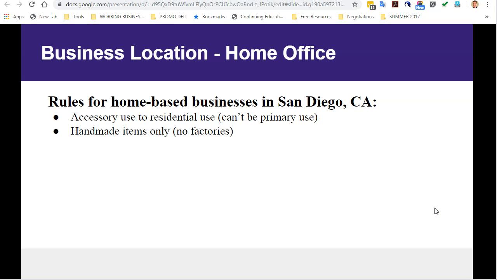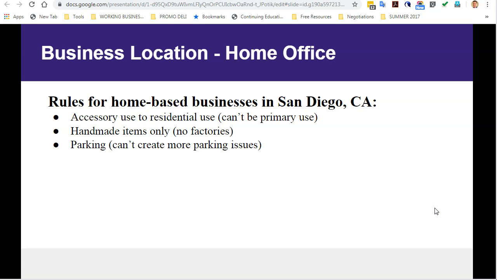The city of San Diego does not want factories, so they want handmade items only by the owners. So typically, if I were asked my interpretation of this, I would say if you make purses out of your home and you sell them on Etsy or some other website, you can make them yourself, but when you start hiring employees to make similar purses, then you've created a factory situation where you have employees that are manufacturing products.